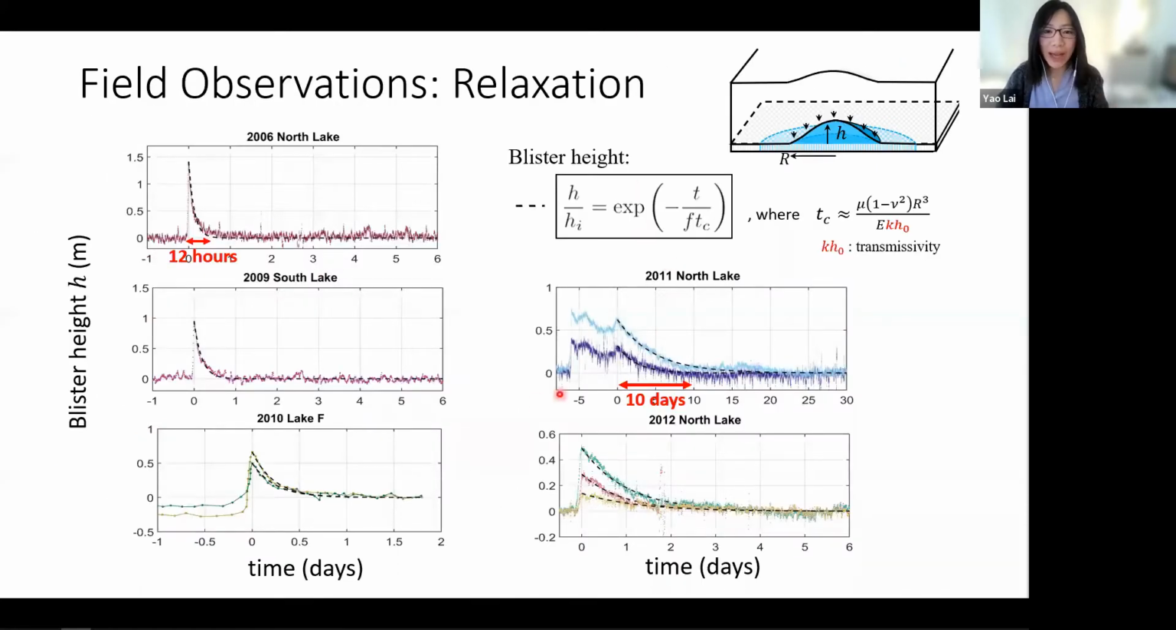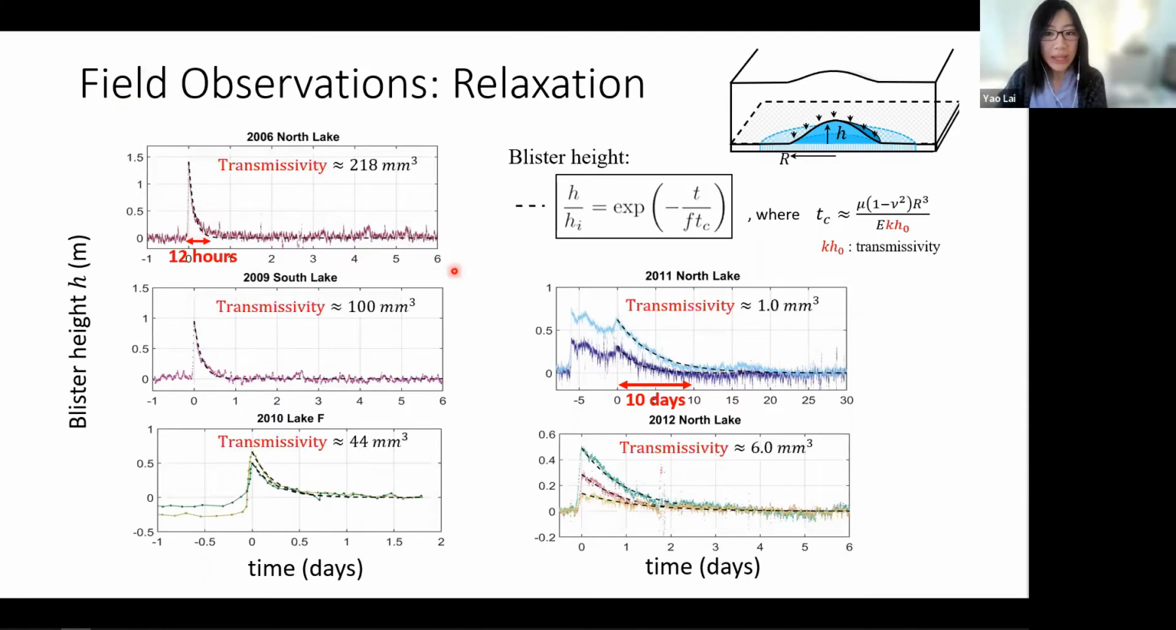So next, I'll upscale this model to understand the field observations. First, we see that our exponential solution, shown by the black dashed line, fits well to the blister height relaxation data. Second, we see that the wide range of relaxation time can be explained by different estimates of transmissivity of the ice bed interface. What this shows is that the ice sheet relaxes faster on the ice bed interface with higher transmissivity.